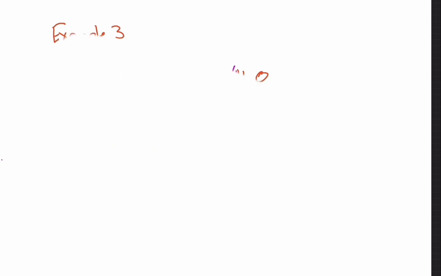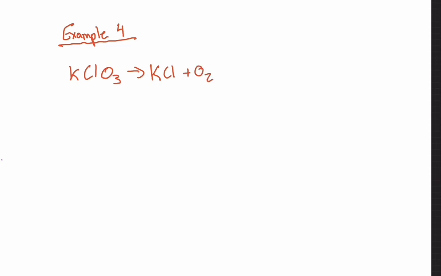For our final example, I want you to try to pause the video again and solve this on your own. We're going to be balancing a decomposition reaction where potassium chlorate decomposes into potassium chloride and oxygen. The unbalanced equation is KClO3 yields KCl plus O2.